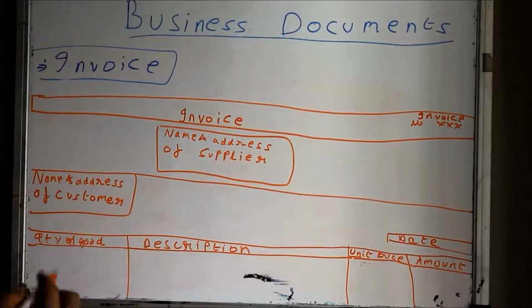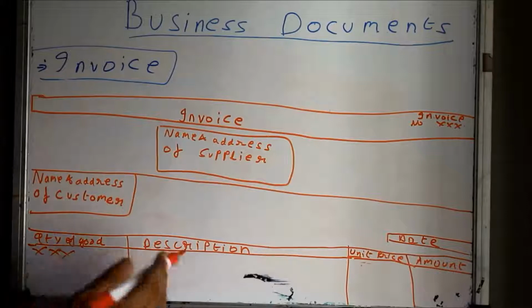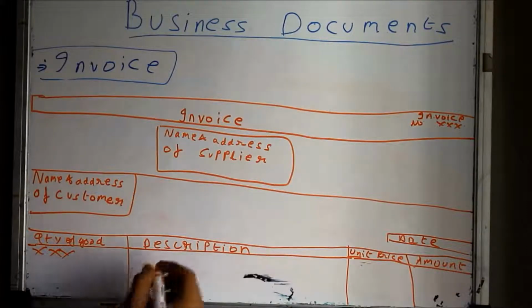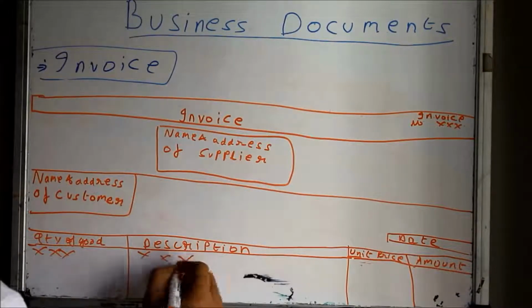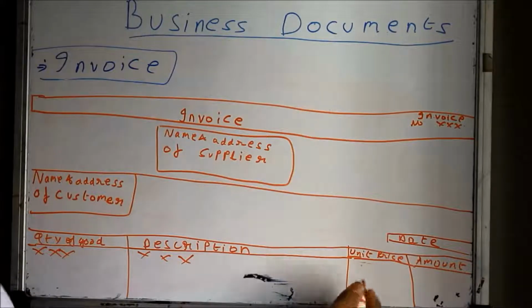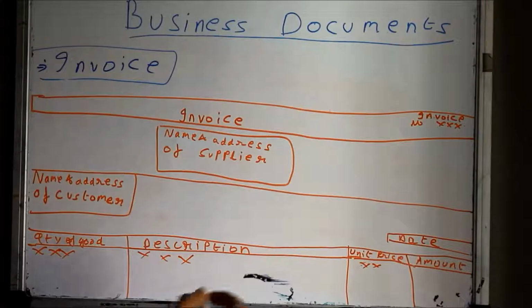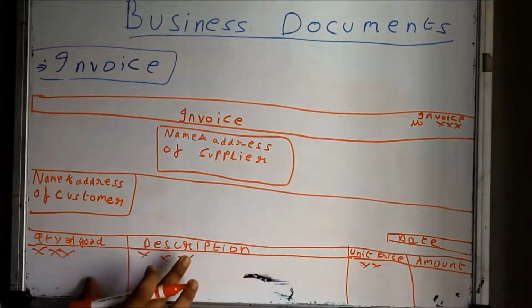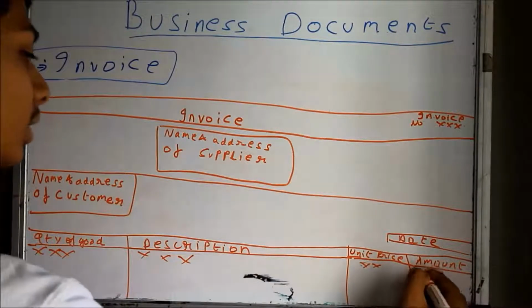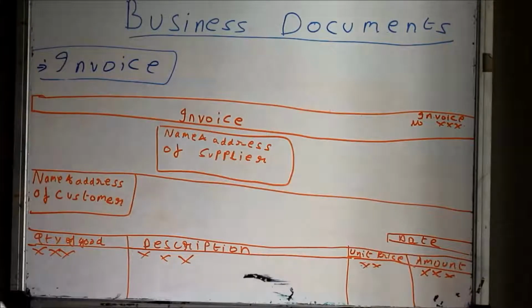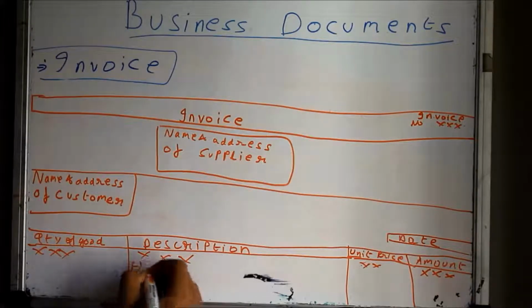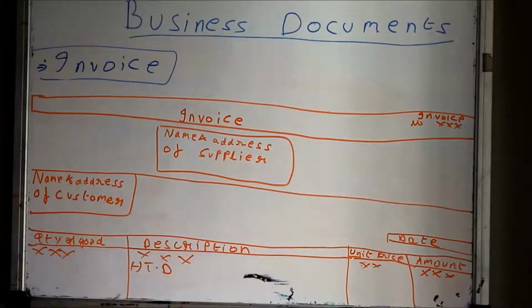So basically, if the quantity of good is given over here, XXX, and the description of the good, which is the name of the good which has been sold, and then the unit price, and after multiplying the unit price with the quantity sold, the amount is written over here. Okay, and now when there is a trade discount, we are going to subtract the trade discount. I'm just going to write TD over here, which is trade discount.